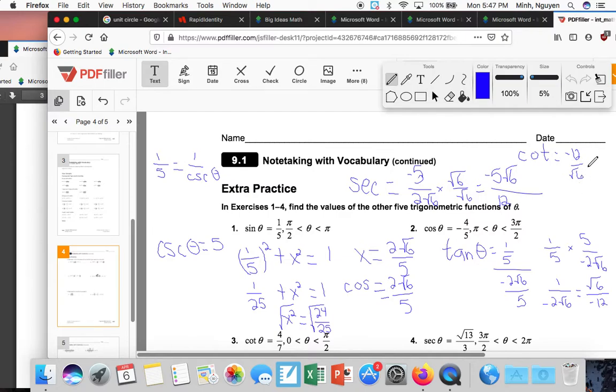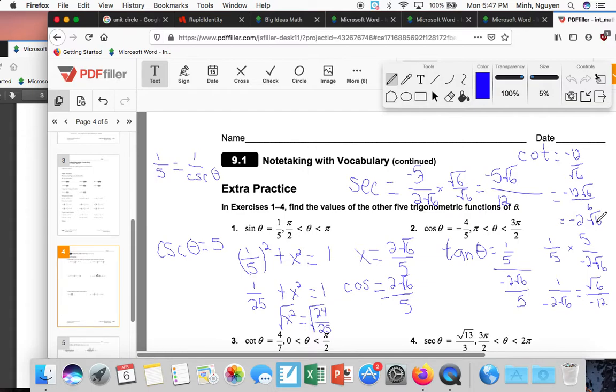And again, since I have a radical in the denominator, I'm going to simplify it. I don't want to get rid of it. So it'll be negative 12 root 6 over 6, or negative 12 divided by 6 is negative 2, so negative 2 root 6.